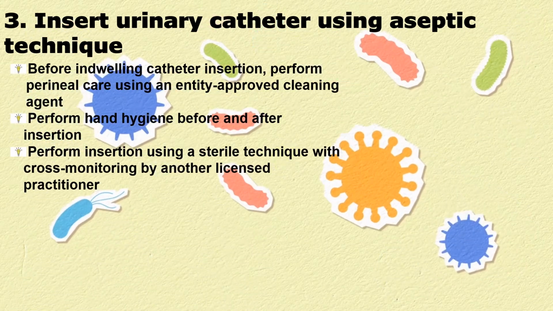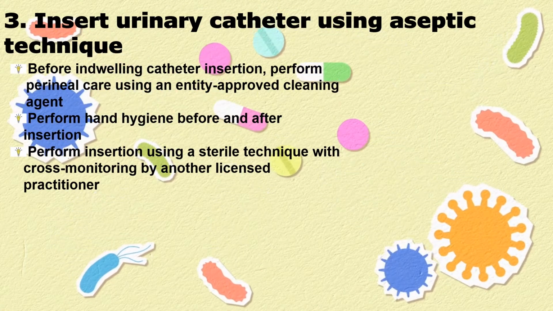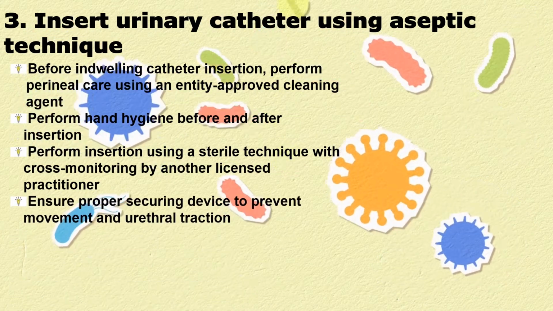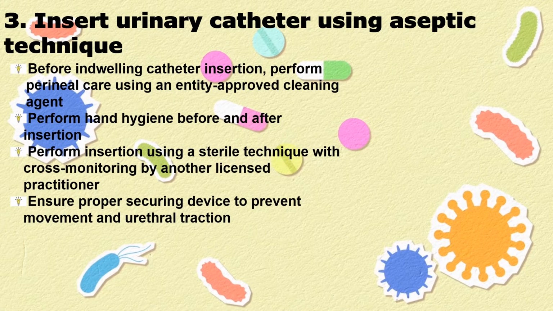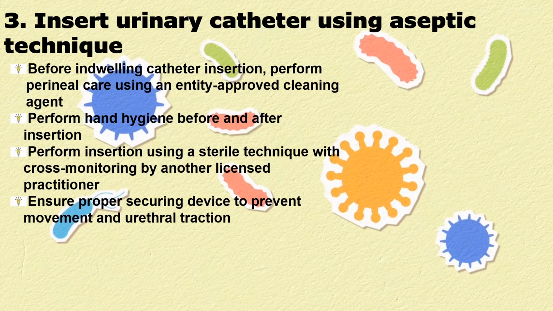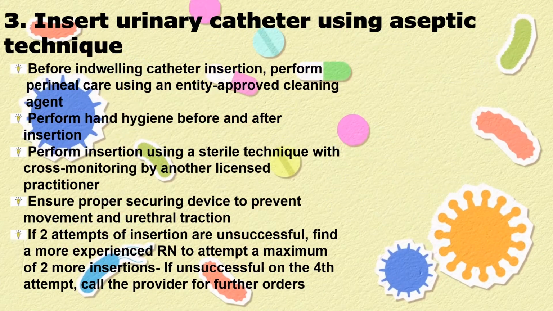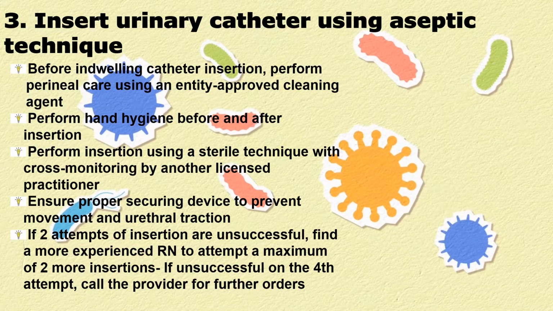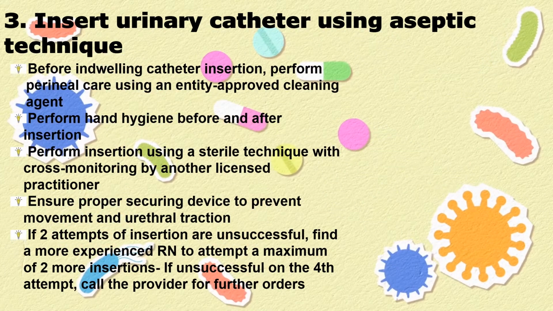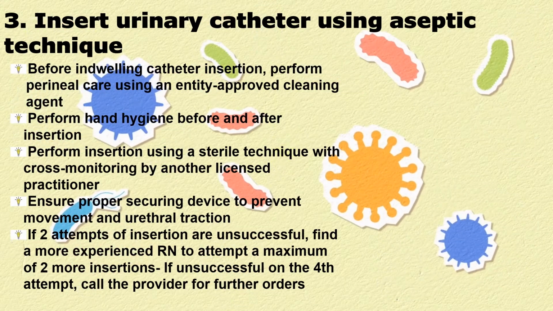Third, we have to perform the urinary catheter insertion using a sterile technique with cross-monitoring by another licensed practitioner. Fourth, we have to ensure a proper securing device to prevent movement and urethral traction. And lastly, if 2 attempts of insertion are unsuccessful, find a more experienced RN to attempt a maximum of 2 more insertions, and if unsuccessful on the 4th attempt, call the provider for further orders.